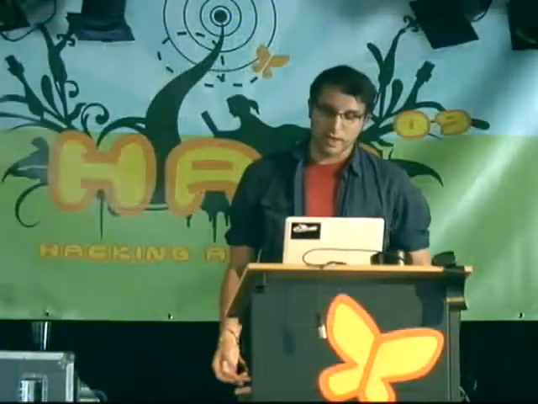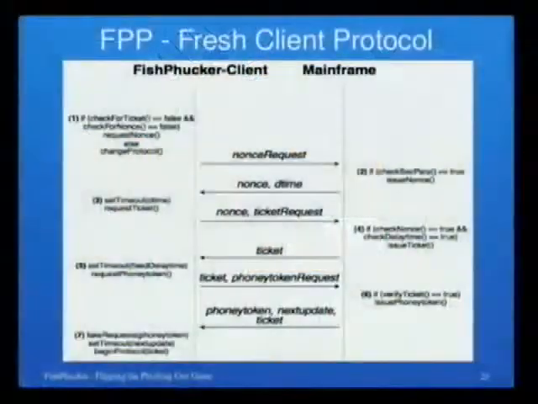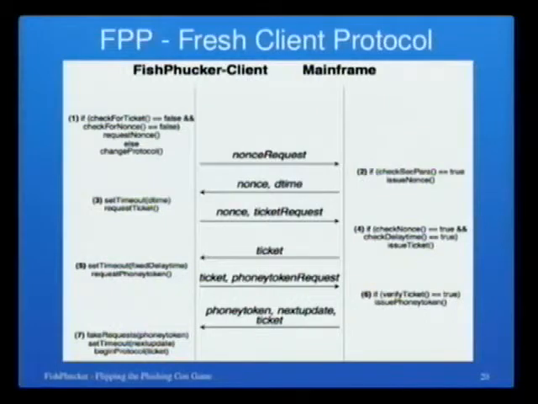Again, the server checks, okay, is the ticket valid? Okay, I issue the phony token, and sends back the phony token, the next update time, and the next ticket. This means now the client can attack the phishing web page, then it waits until the next update time is over, and after that, I will begin the protocol from the beginning, but with a new ticket. This means now the client obtains the running client status.